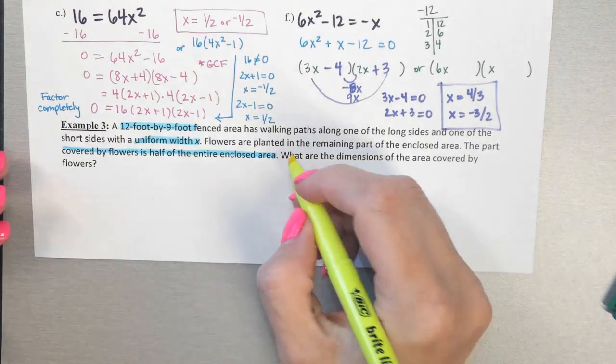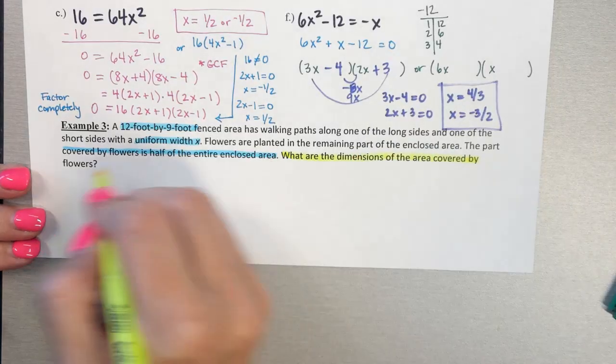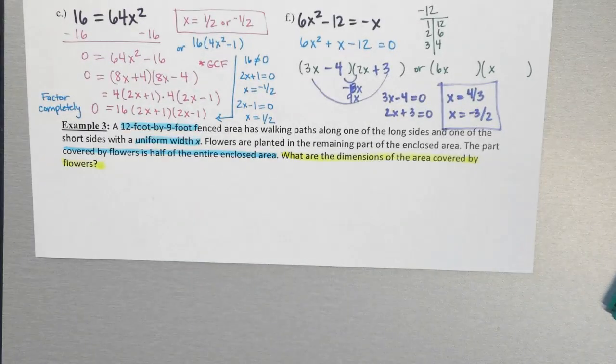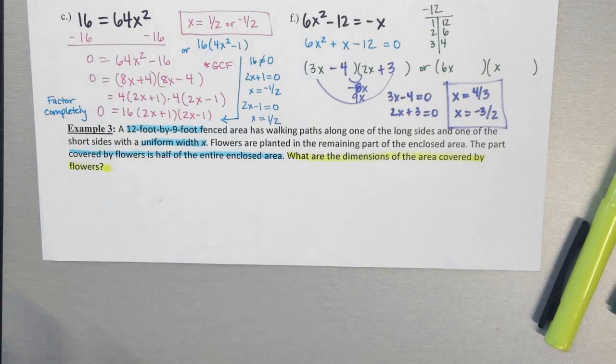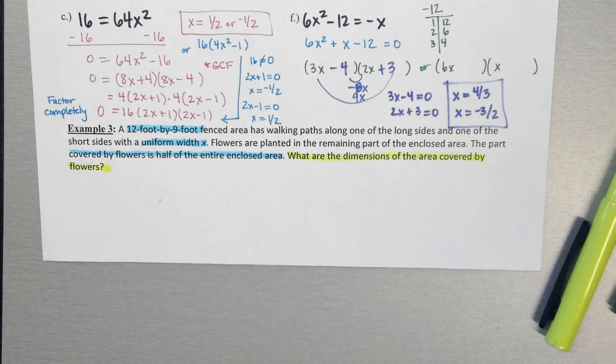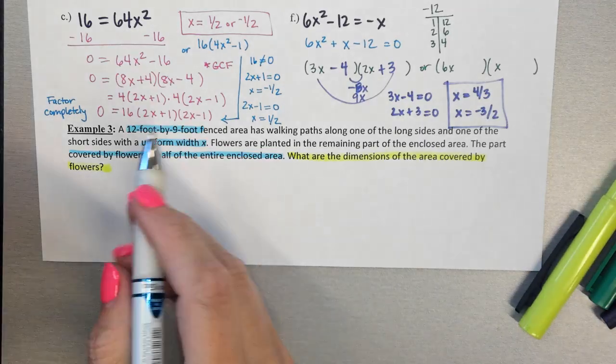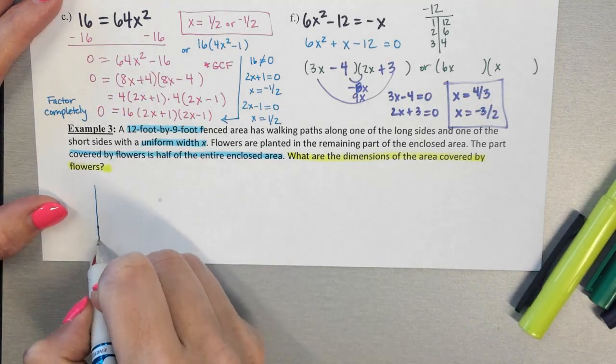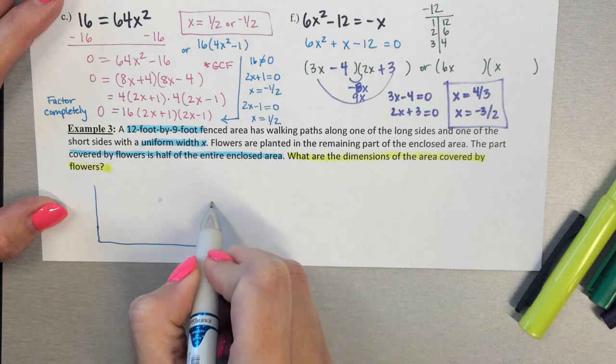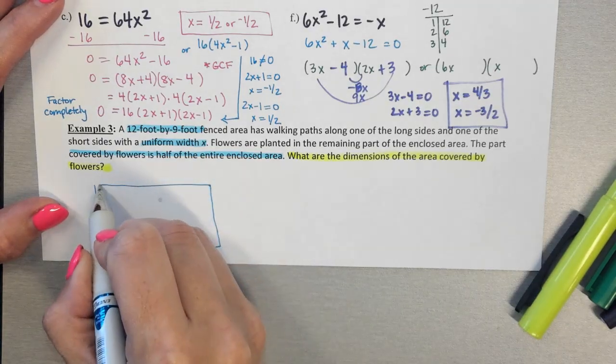What we have to find are what are the dimensions of the area covered by flowers. So when you have a story problem, if you aren't sure where to start, I would always just start with a picture. Okay, we can't just put down, I don't know. We have to make what we're trying visible. Okay, so let's start with a 12-foot by 9-foot fenced-in area. Well, I guess my dimensions are not so good.